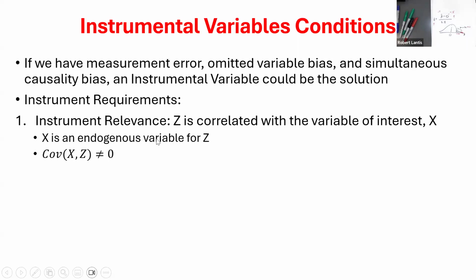So I want it to be endogenous, right? Or correlated with that X variable. So if I'm looking at alcohol consumption, I want the beer tax to be correlated with that, right? I want it to be endogenous. I want it to be playing a role, having an effect, okay? So what is having an effect? A covariance, anything other than 0, right?